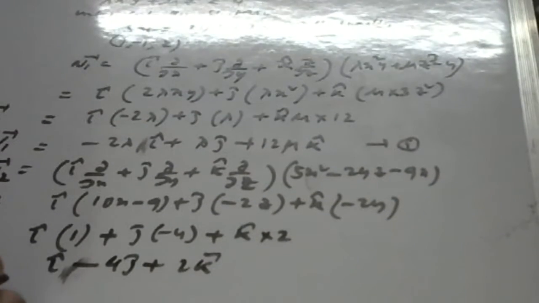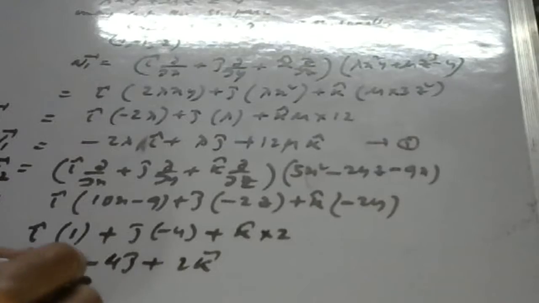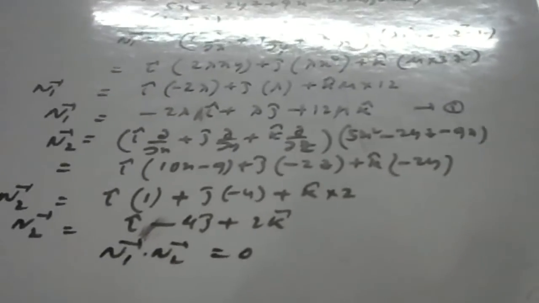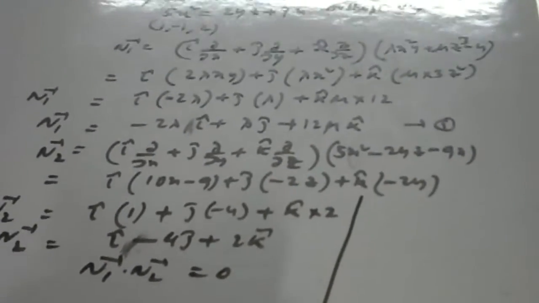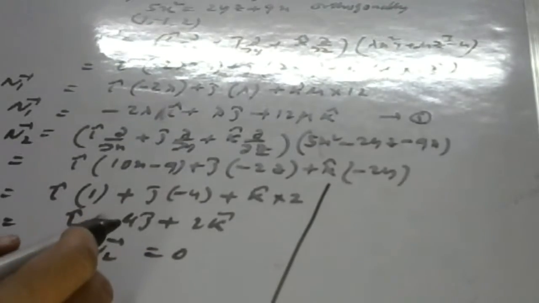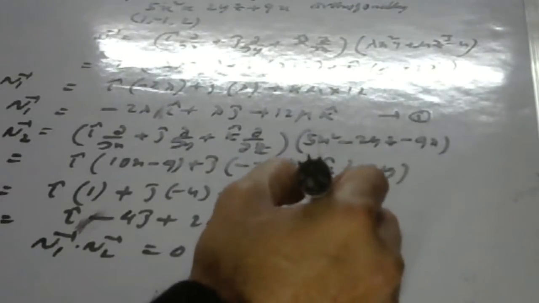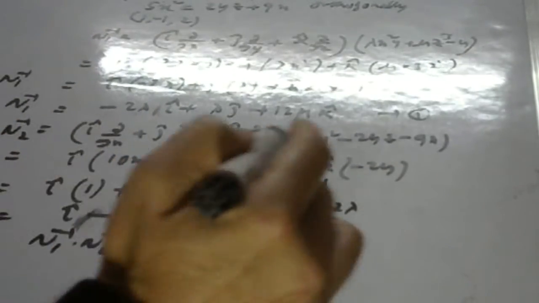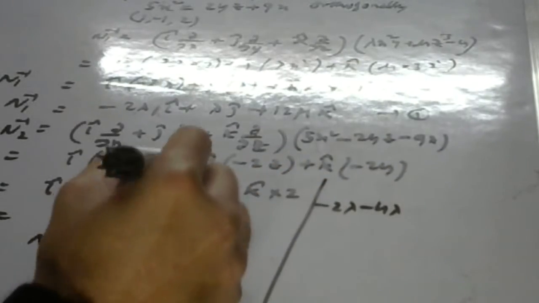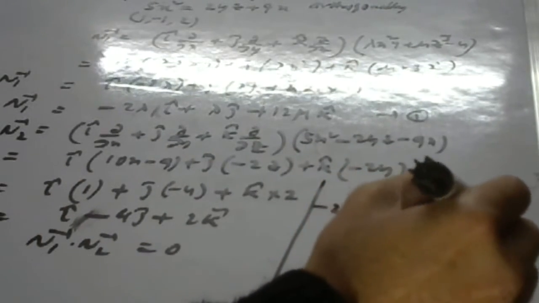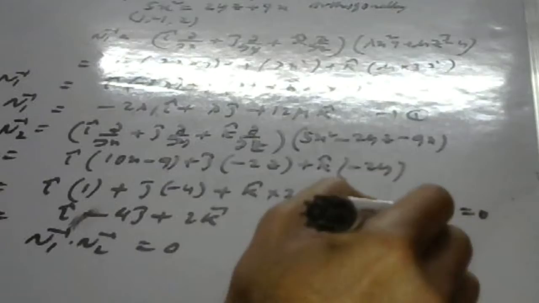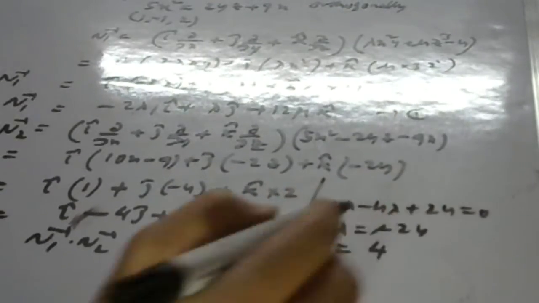Now they cut each other orthogonally, that is n1 dot n2 equal to 0. Now we take the dot product of n1 and n2, this is minus 2 lambda, n1 is this, n2 is this, minus 4 lambda and plus 24 equal to 0, minus 6 lambda equal to minus 24, value of lambda equal to 4.